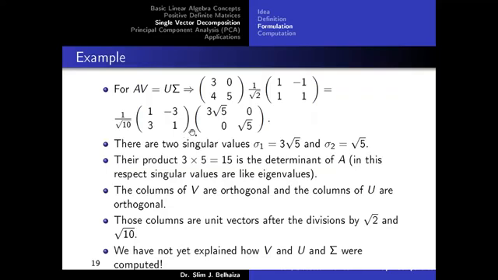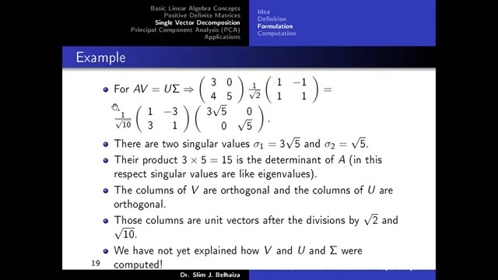For example, I'm showing a small example here. Our matrix A is 1, 3, 0, 4, 5. I have the vectors that form V. So basically I have two right singular vectors, 1, 1 and minus 1, 1. And dividing by their norm, I have orthonormal vectors.